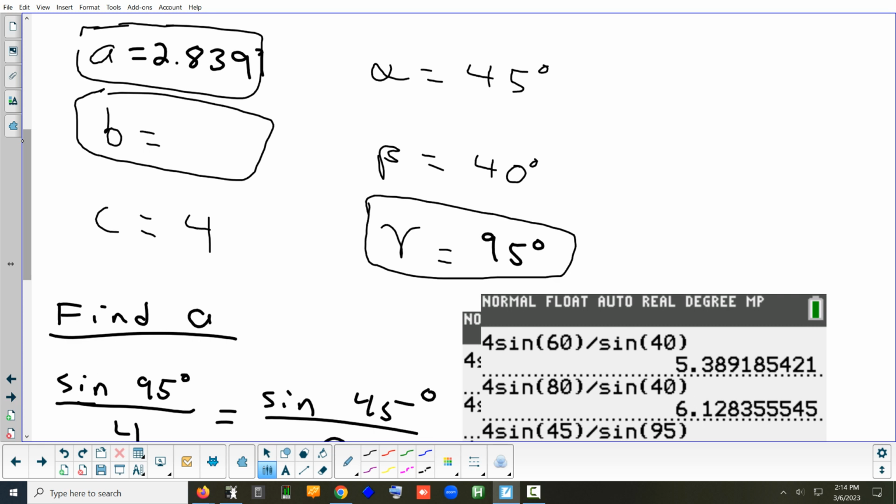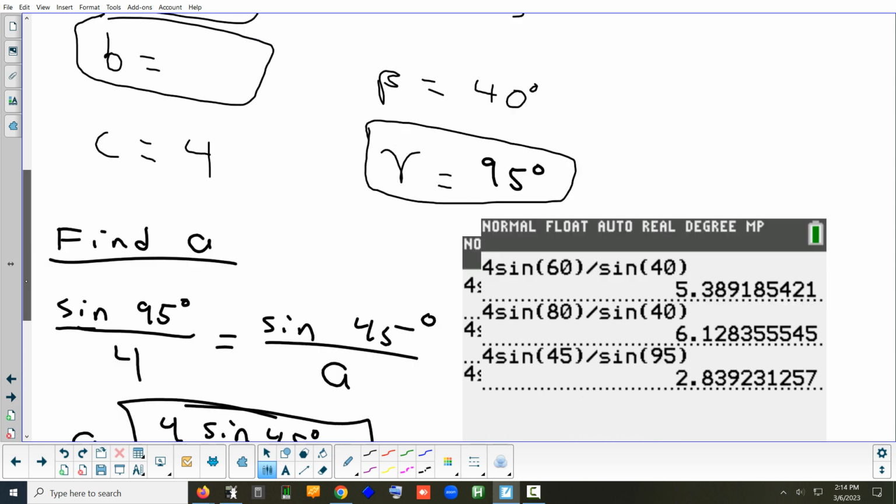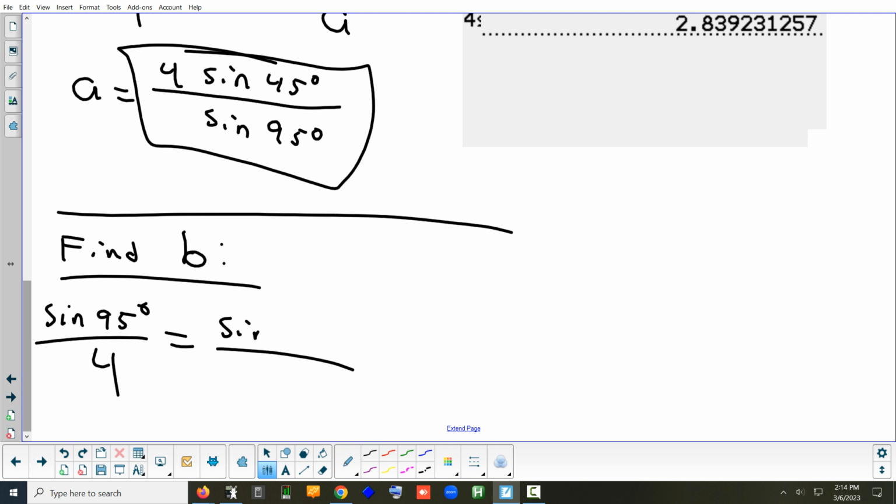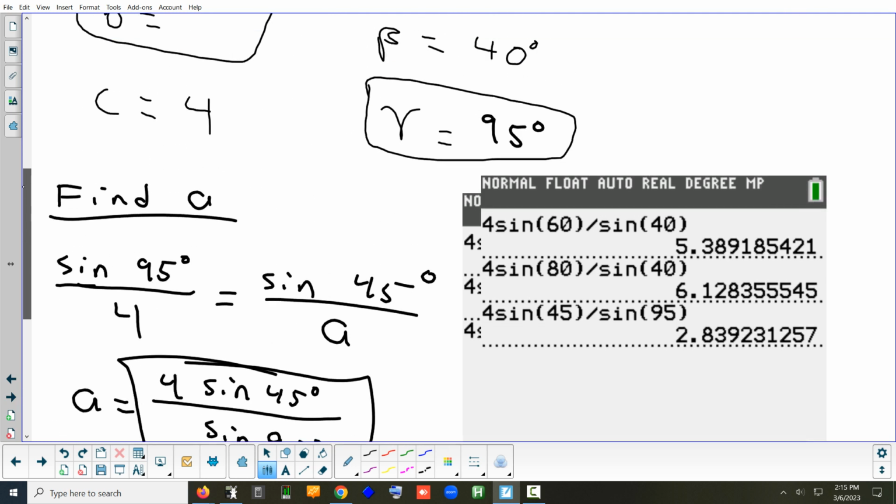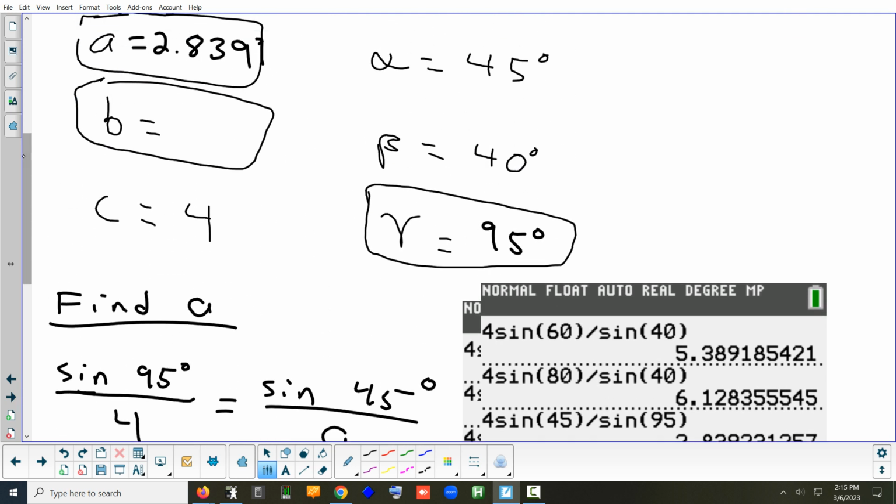And what's going to go on the right side if I want to find B? Sine 40 over B. Now, I didn't even mention it this time about using Pythagorean theorem, but hopefully you know you can't because you don't have a 90. You have an angle that's close to 90. So if you use Pythagorean theorem, you'd be close to right, but you'd still be wrong. So don't use Pythagorean theorem.